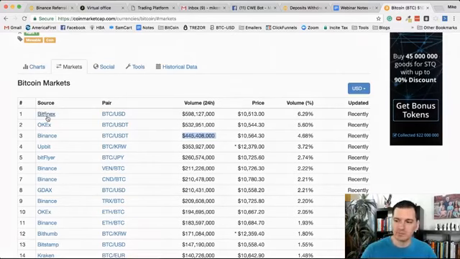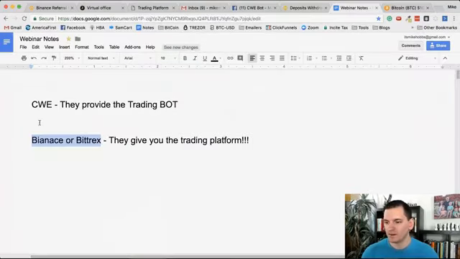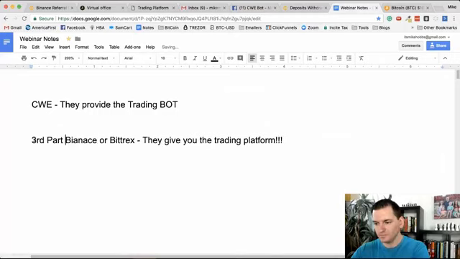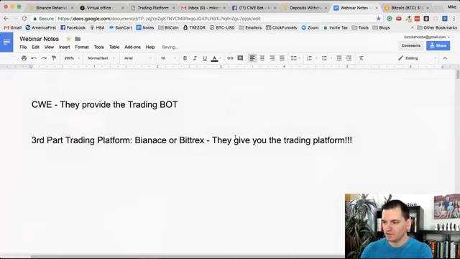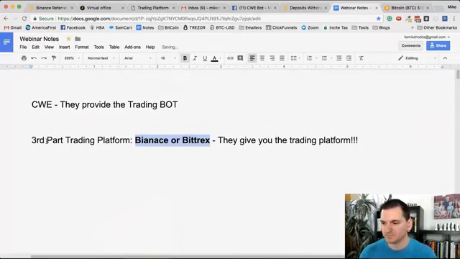You can go set up a Binance account, a Bittrex account, and you can be trading on your own independent of CWE. So I wanted to get that out of the way clear. So this is a third-party trading platform, Binance or Bittrex. Is everybody clear on that so far? Let me know in the comments. That's a third-party trading platform.